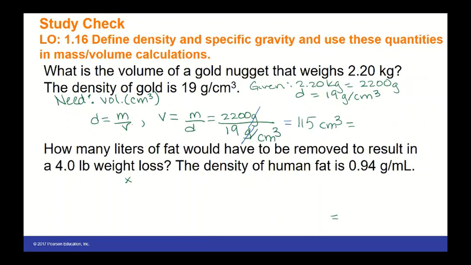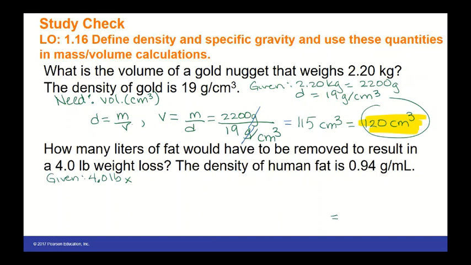However, our density, well, I guess we can leave our answer as 115 centimeters cubed. We'll leave it at that. Because, well, no, we can't, because the density is given in 2 sig figs, so our answer has to be given in 2 sig figs: 120 centimeters cubed.